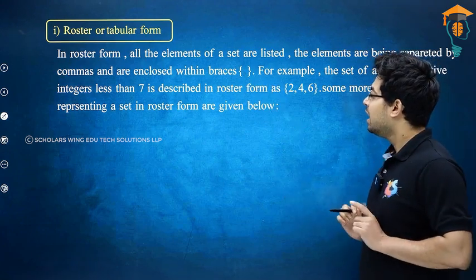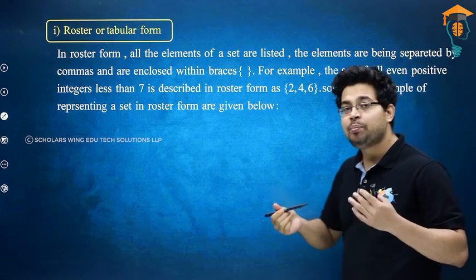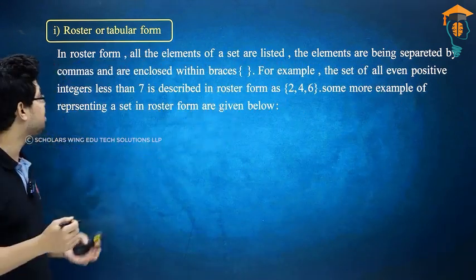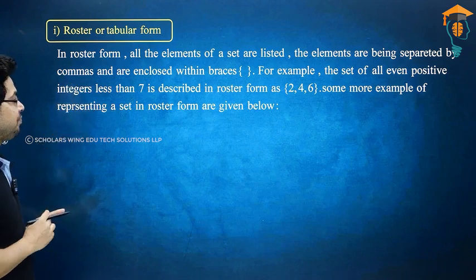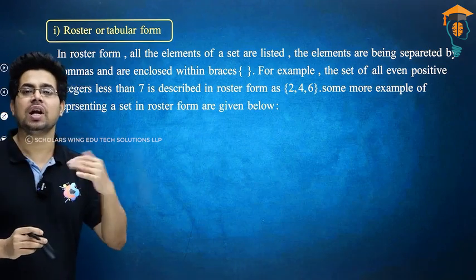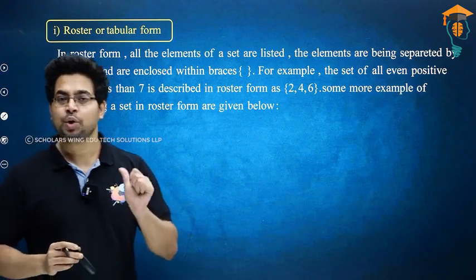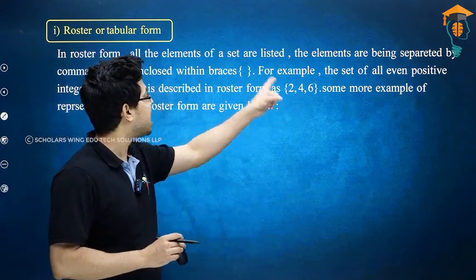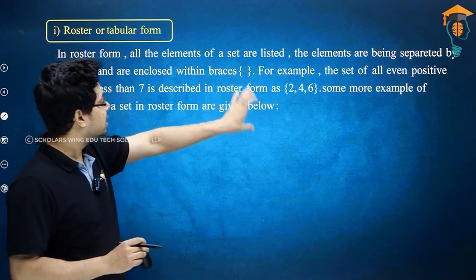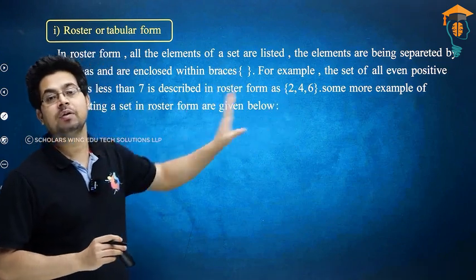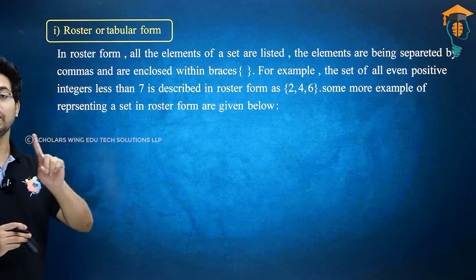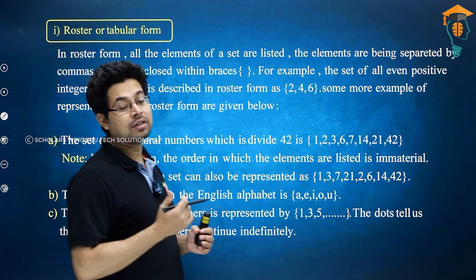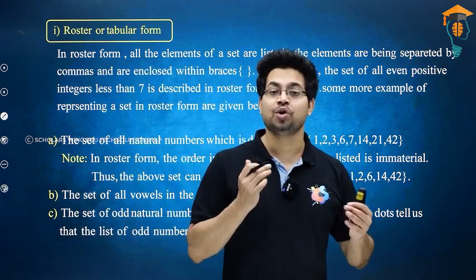So if I say the set of all even positive integers which are less than 7, this is one example. So what are all the even positive integers which are less than 7? 2, 4, 6. So we are going to write them inside curly braces as I have told you over here. So this way of representing this set will be called what? Roster or tabular form.